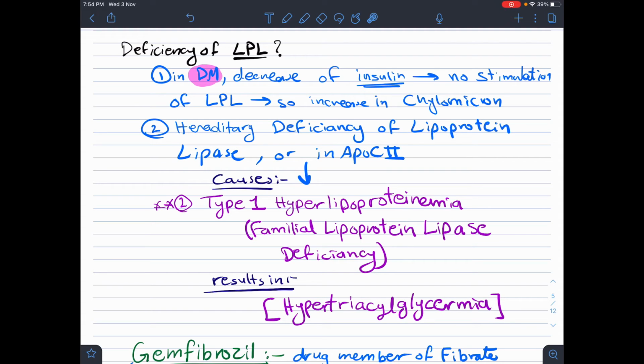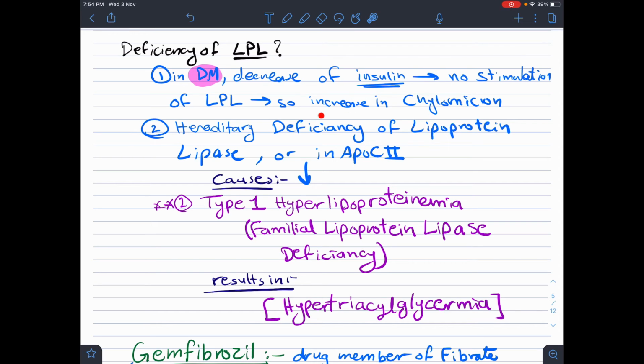Why is it important for insulin to stimulate the lipoprotein lipase? Because if we recall, I said the lipoprotein lipase is on the walls of the endothelial cells. The insulin stimulates the lipoprotein lipase and helps it go to the surface of the cell from the inside. And if we have a decrease in the insulin, we're going to have no stimulation of the lipoprotein lipase. So we're going to have an increase in the chylomicron. No one is metabolizing the chylomicron.